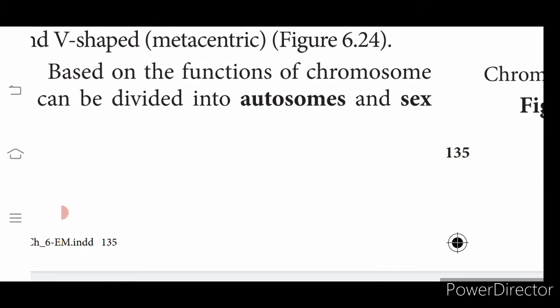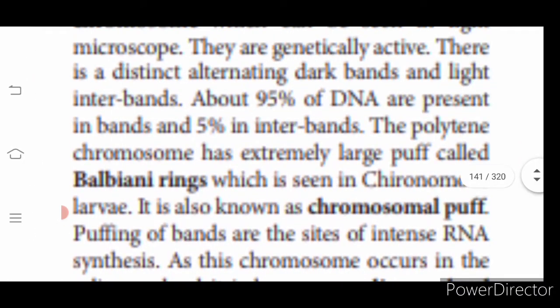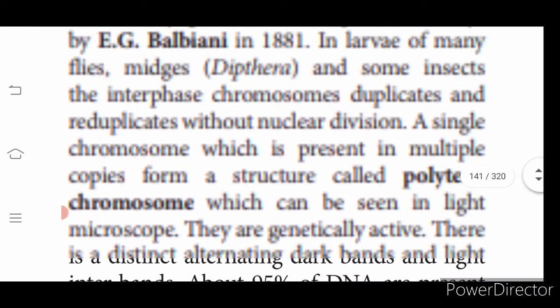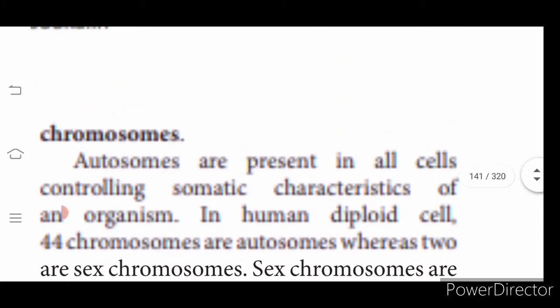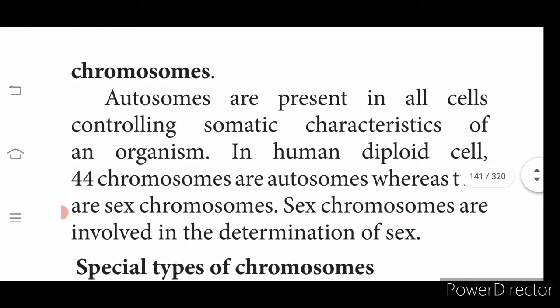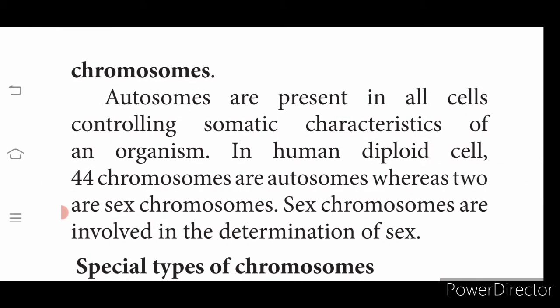Then, based on the functions of the chromosome, they are classified. It is most important to note that chromosomes can be classified based on their structure. Based on the position of the centromere, we learned about telocentric, acrocentric, submetacentric, metacentric. Now based on the function, chromosomes are divided into autosomes and allosomes, or sex chromosomes. The chromosome that controls all the body structure is called an autosome. I repeat, based on the function, chromosomes can be classified as autosomes or sex chromosomes.